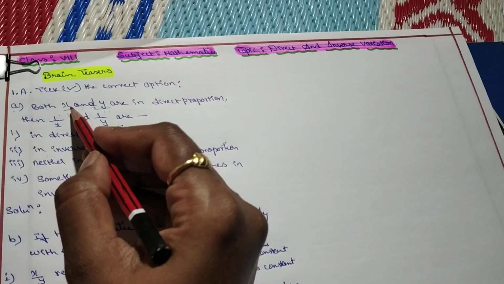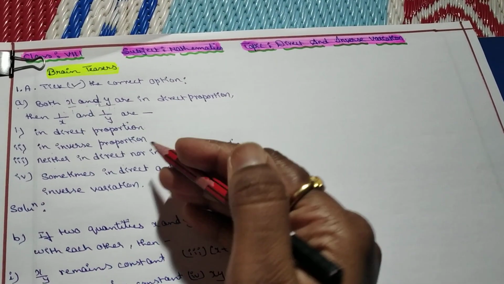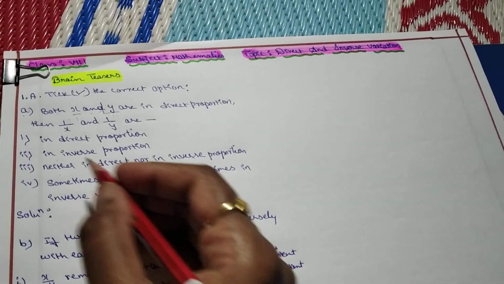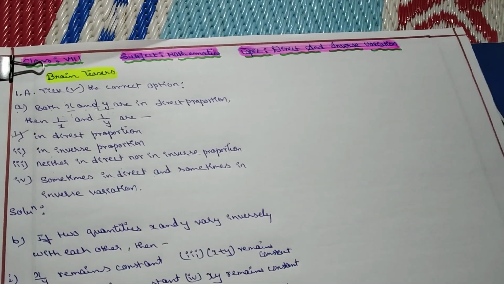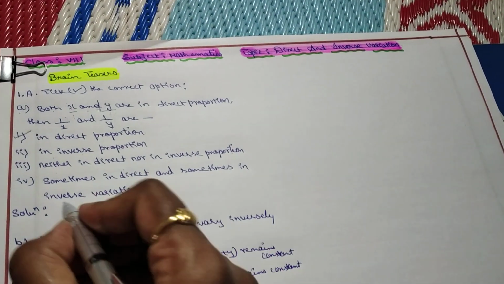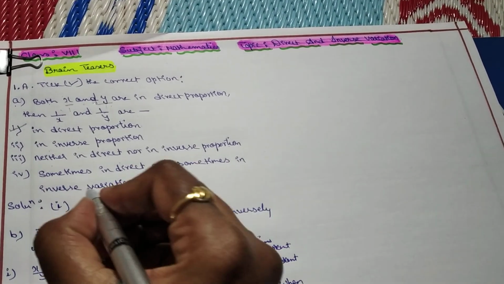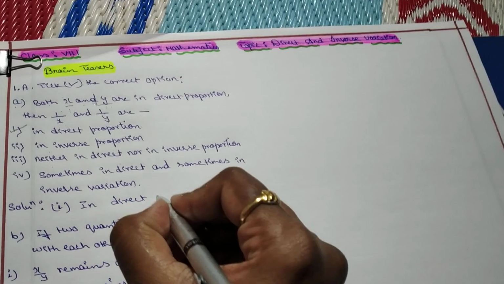But keep remember children, here given is x and y are in direct proportion. So if their reciprocals are given, then also the constant will be in direct proportion only. So the answer will be the first option, that is in direct proportion.